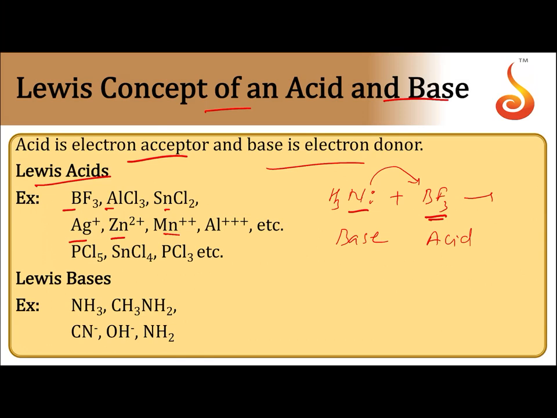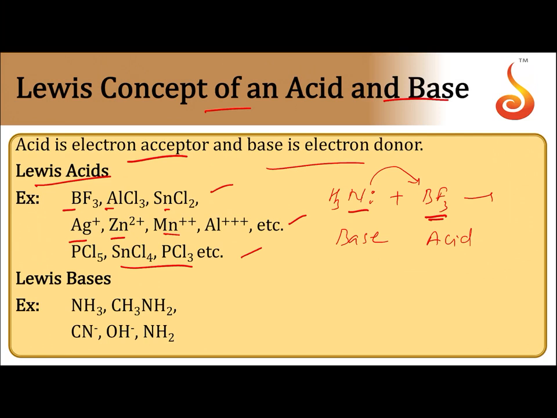And molecules which can expand their octet configurations. They may have an octet or more than an octet, but if they are in a position to expand the octet further, they also take electron pairs, hence act as Lewis acids. So molecules which do not have an octet, which have vacant orbitals, or which can expand the octet, will come under Lewis acids.